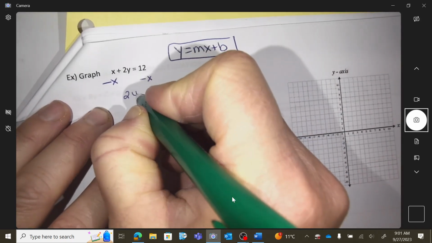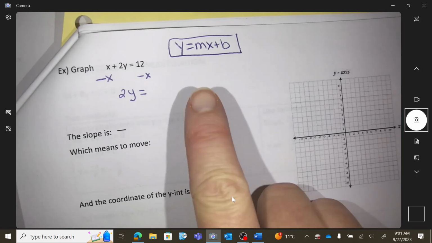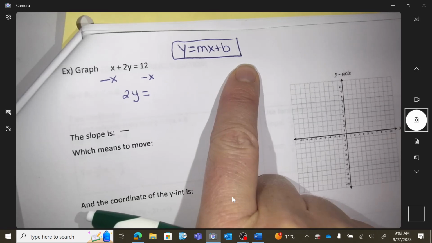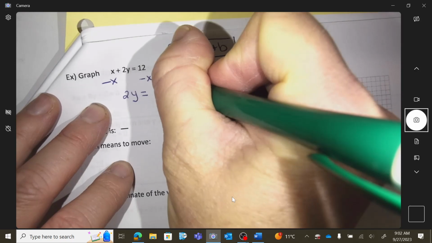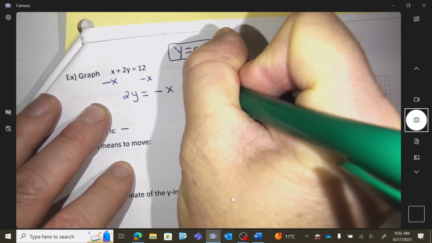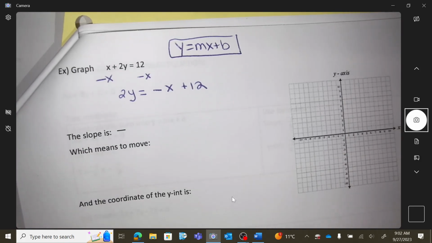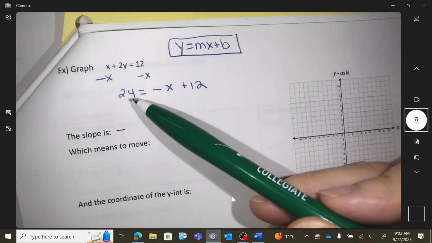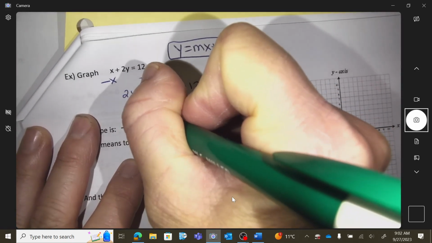So 2y equals. Now, I'm following this format. I like my x stuff and then my number stuff. So what kind of x do I have over here? Now I have a negative x plus 12. So I moved the x to the other side. Okay, then algebra, how do I get y alone now? I need to divide by 2.